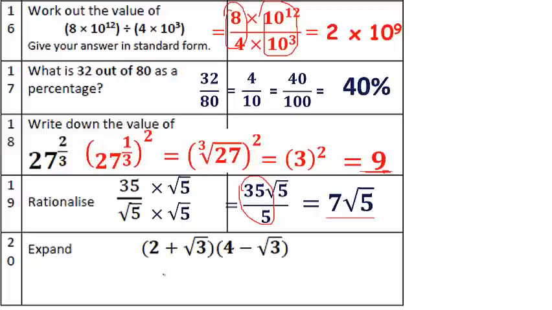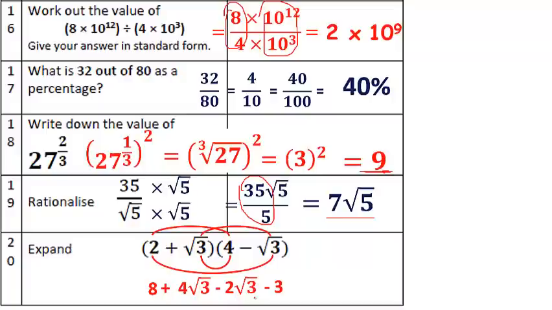Finally, question 20. We need to do this as if we were multiplying out a pair of brackets with x's. 2 times 4 is 8. Do the other ends, root 3 times root 3, that's going to be 3. But because one's a minus and one's a plus, it's going to be minus root 3. Then do the ones in the middle. Plus root 3 times 4 is plus 4 root 3. 2 times minus root 3 is minus 2 root 3.